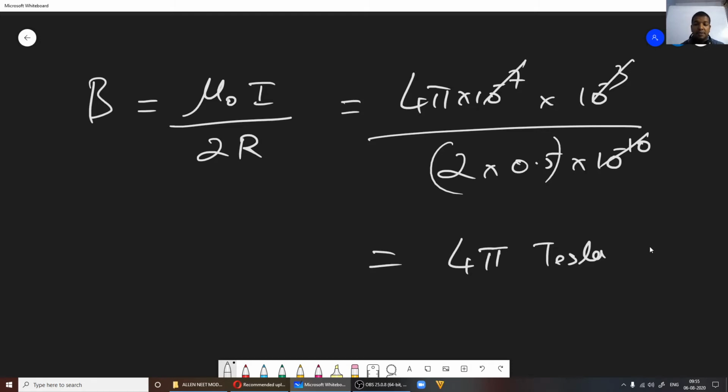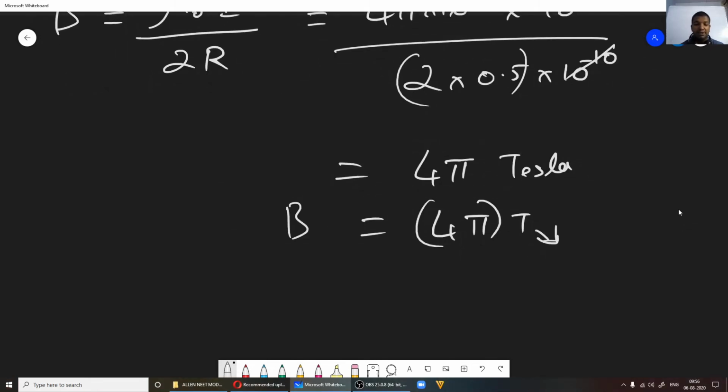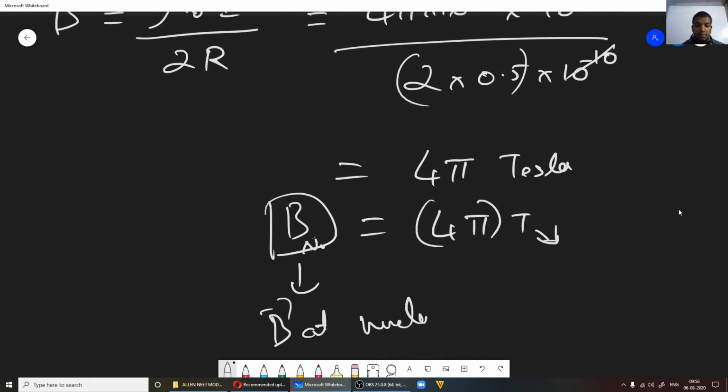So you can write it as 4 pi T also, but T is not time period here, remember it is Tesla. So this will be the magnetic field at the center, that is at the nucleus. Bn is magnetic field at nucleus, at the position of nucleus, you can say.